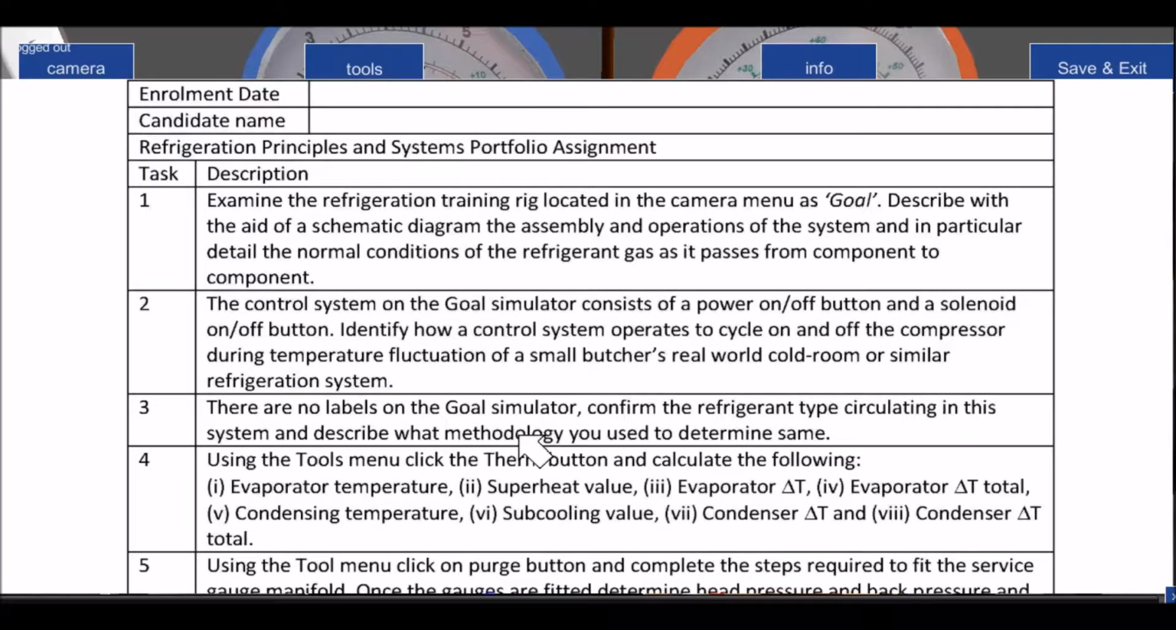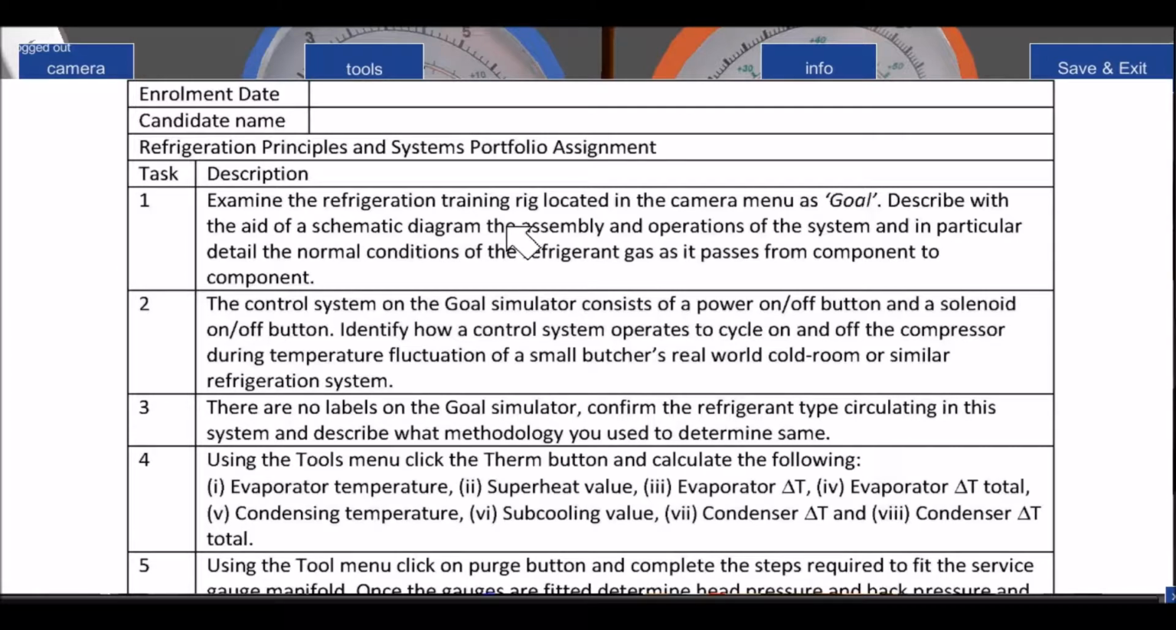And what that means is that you hand up those exercises at the end, so on the last day you will bring those with you. What that means is that you're going to get a pen and paper and you're going to sit down, and for example this one here, it says examine the refrigeration training rig.